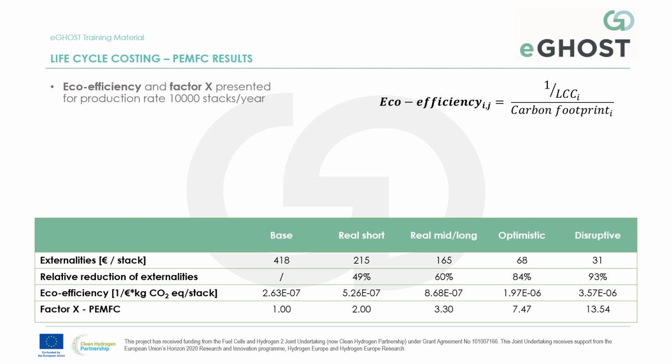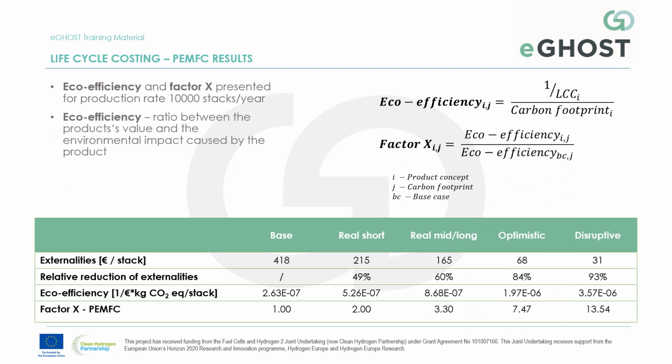The results are presented for the production rate of 10,000 stacks per year. So the eco-efficiency is basically the ratio between the product's value and the environmental impact caused by the product. Here we included just the carbon footprint. And as you can see, the eco-efficiency decreases, which is a good thing, meaning that each product concept is more eco-efficient.